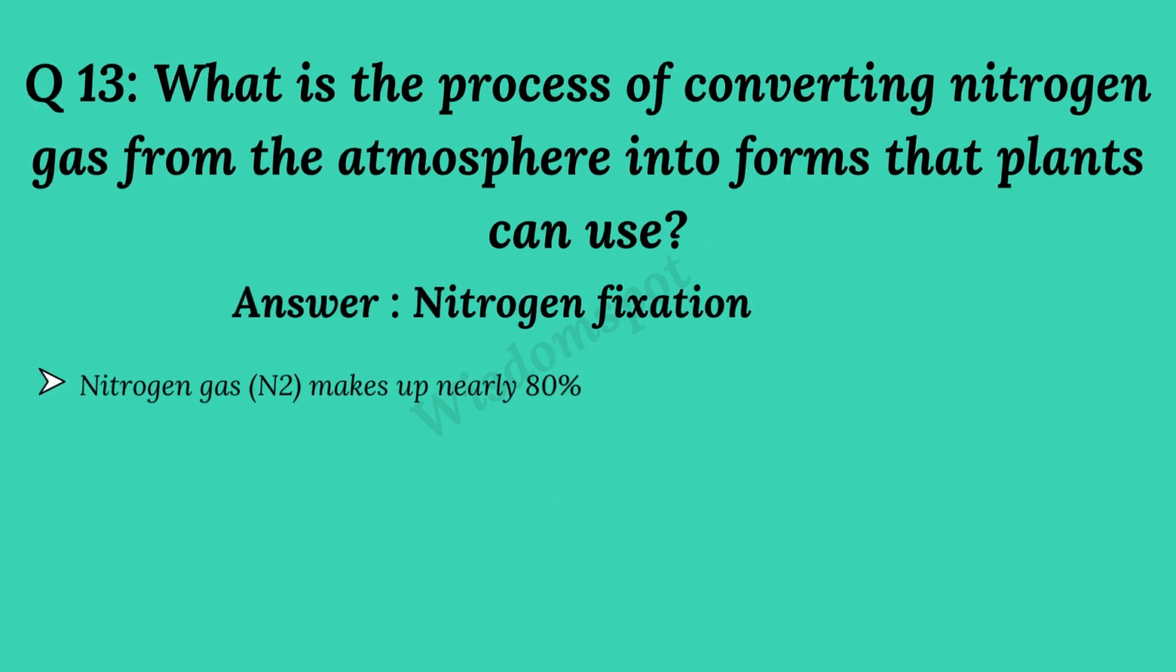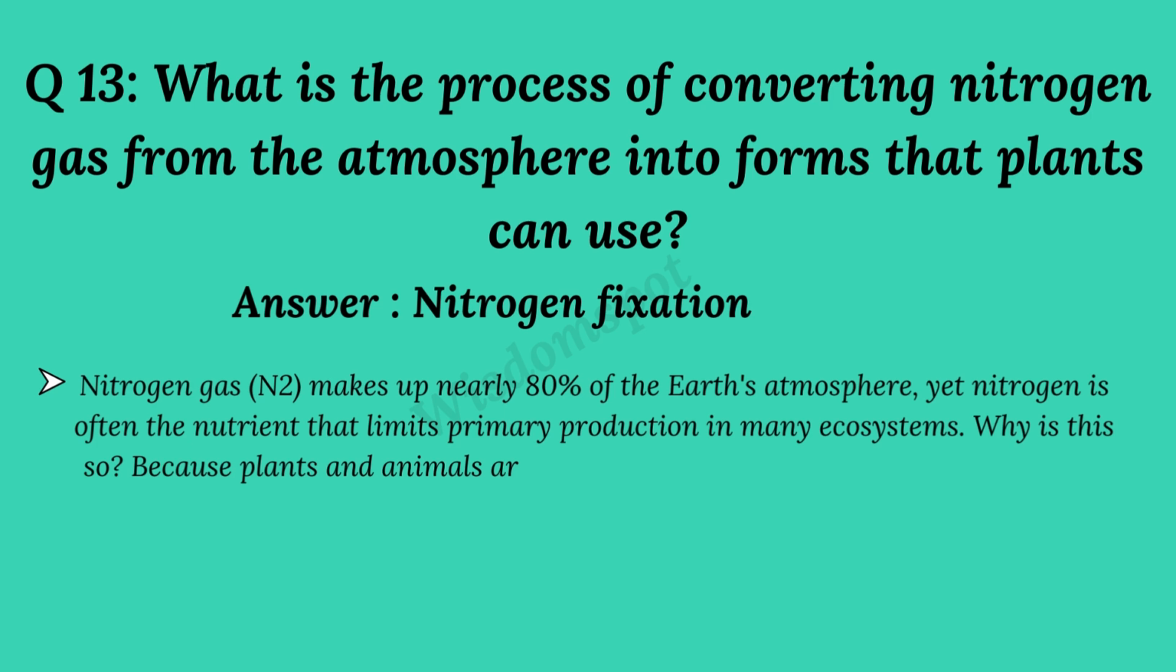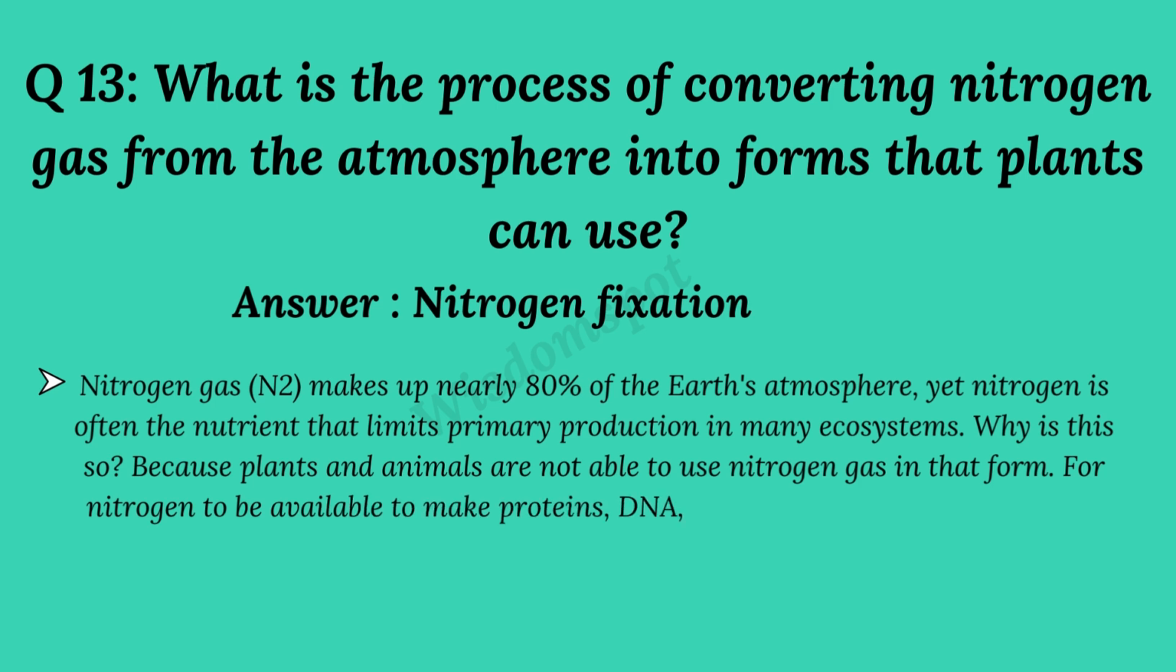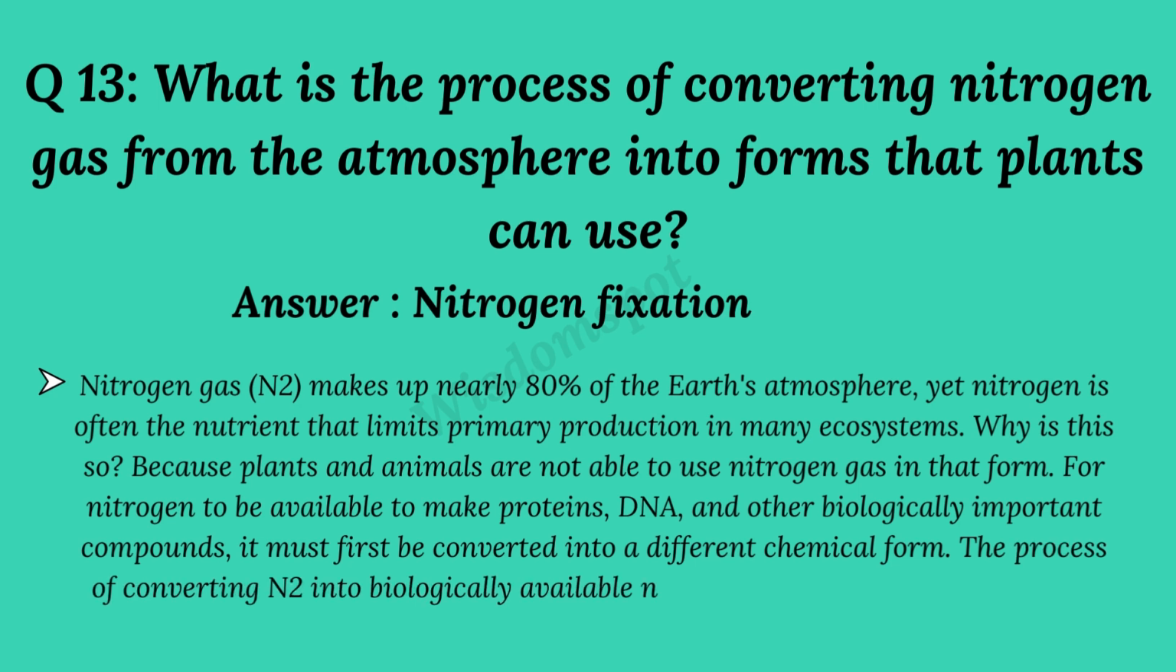What is the process of converting nitrogen gas from the atmosphere into forms that plants can use? Answer: nitrogen fixation. Nitrogen gas, N2, makes up nearly 80% of the Earth's atmosphere. Yet nitrogen is often the nutrient that limits primary production in many ecosystems. Why is this so? Because plants and animals are not able to use nitrogen gas in that form. For nitrogen to be available to make proteins, DNA, and other biologically important compounds, it must first be converted into a different chemical form. The process of converting N2 into biologically available nitrogen is called nitrogen fixation.